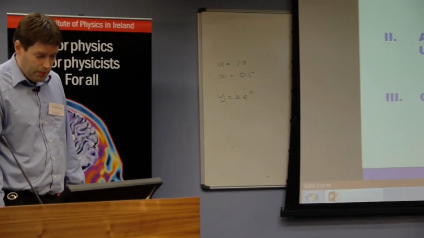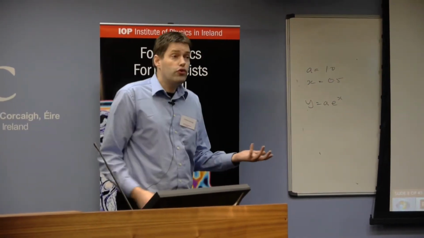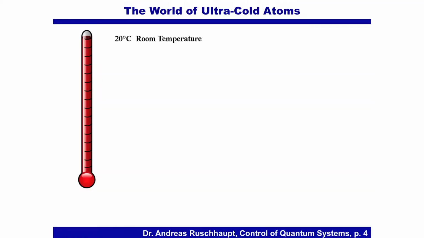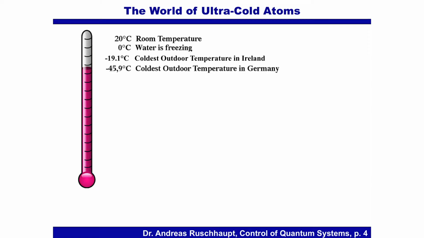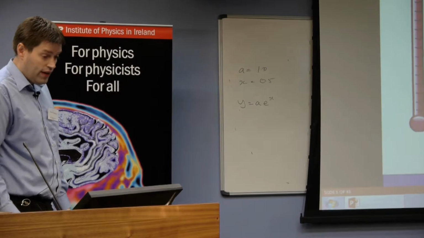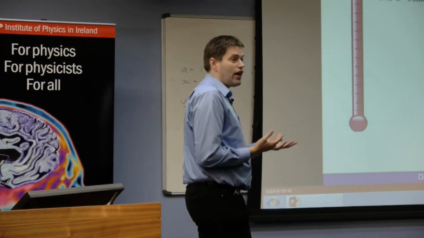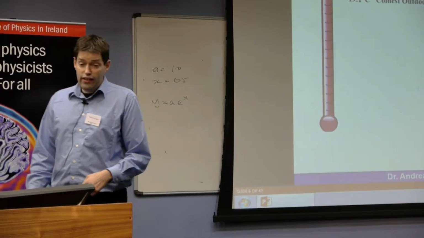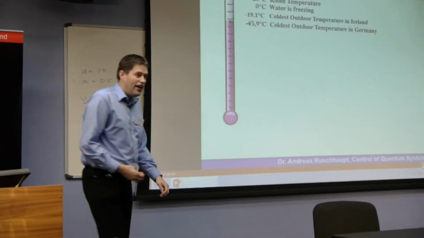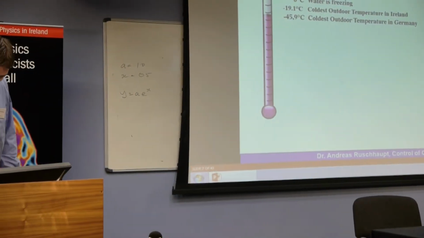But let's start with the first part, an example of a quantum system, ultracold atoms. I would like to give you a little bit of a feeling for what ultra cold means. You all know this room has a temperature of roughly 20 degrees Celsius, but we want to go to much colder temperatures. If we cool everything down to 0 degrees, water is freezing, nobody here is surprised. Minus 19 degrees is the coldest outdoor temperature which has been recorded in Ireland. If you go to Germany, it's a little bit colder. There the record is minus 45 degrees. So you're very lucky here. It's a little bit warmer here.